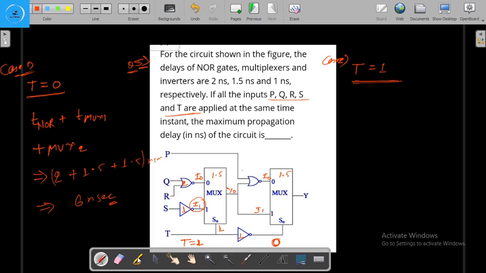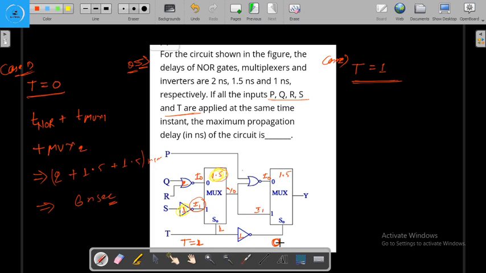Okay, now when will we get the I1? After 1 nanosecond, when P, Q, R, S, T are available at the same time, so after the 1 nanosecond we are going to get this I1. Okay, now for getting the Y0, we are going to wait for the 1.5 nanosecond, this 1.5 nanosecond, and this is the 1 nanosecond.